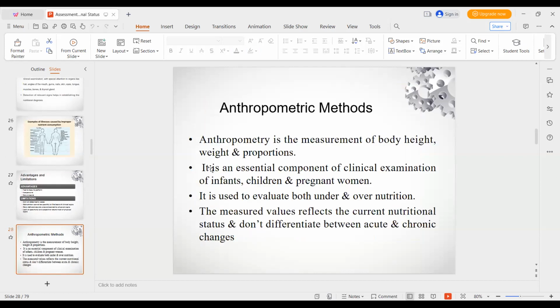Anthropometric method. Anthropometry is the measurement of body height, weight, and proportion. It is an essential component of clinical examination of infants, children, and pregnant women. It is used to evaluate both under and overnutrition. The measured value reflects the current nutritional status and doesn't differentiate between acute and chronic changes.